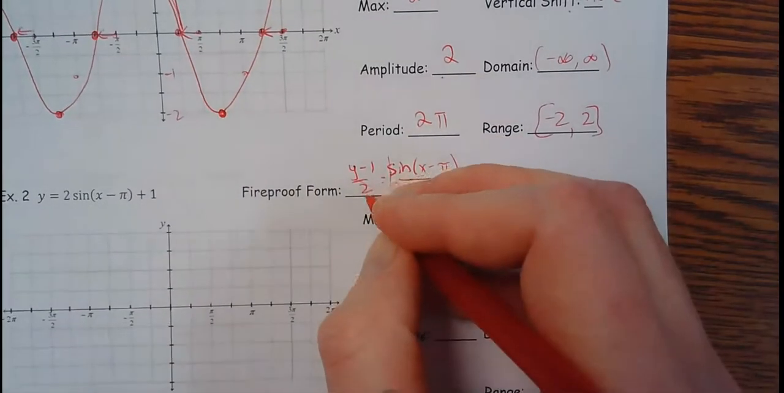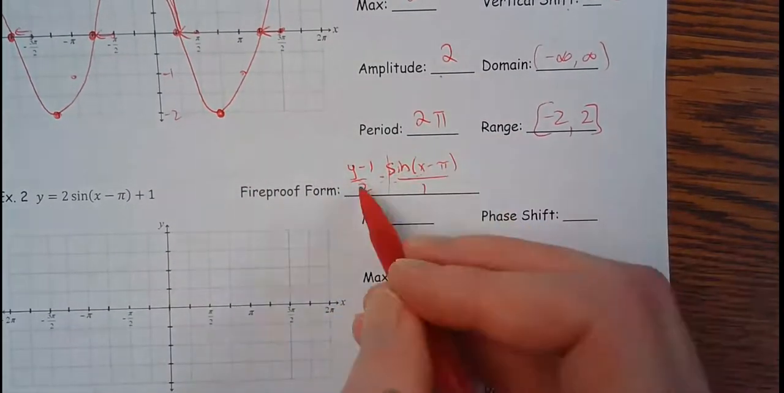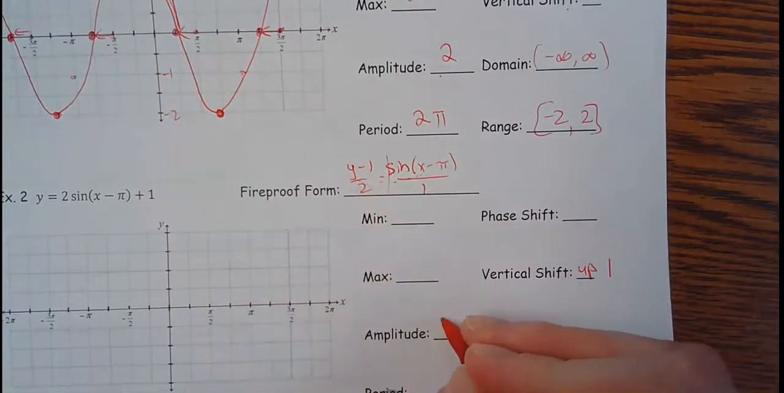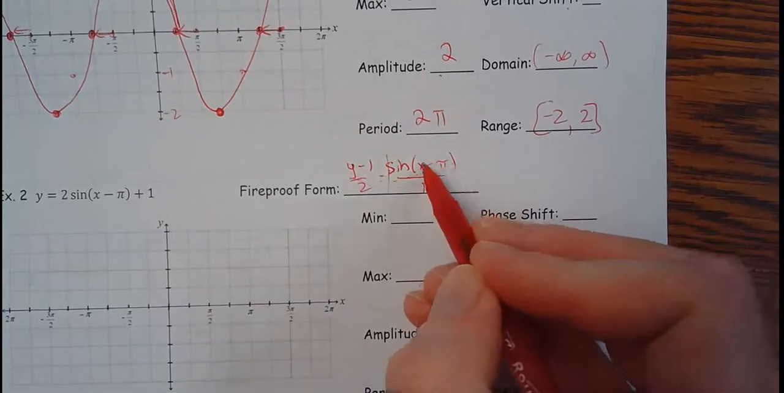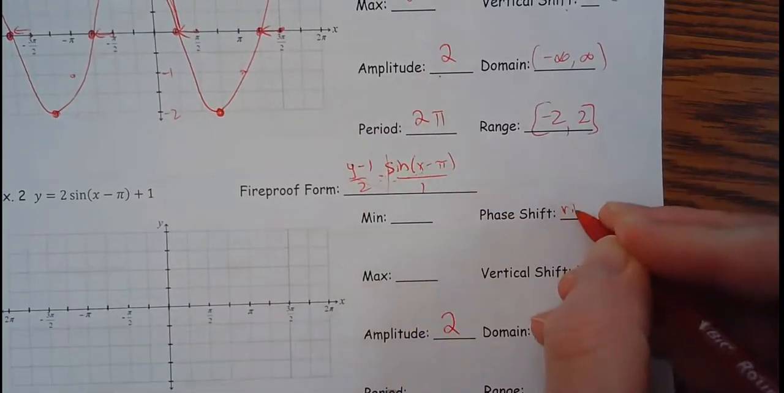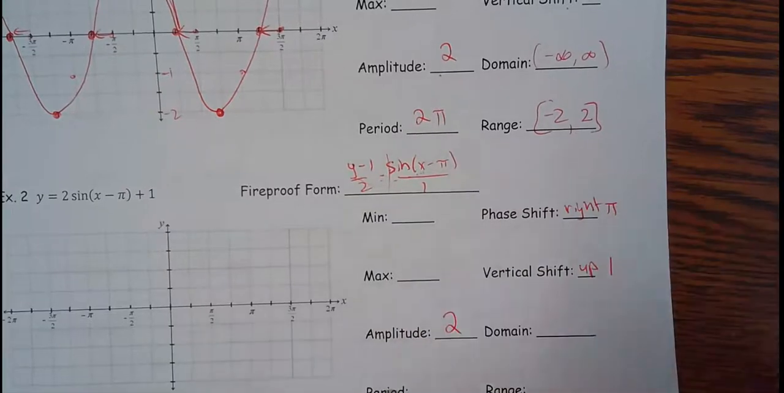Let's see, and then the amplitude is going to change. It's going to double because I got this vertical stretch. So that's going to be a 2. Let's see, the phase shift here, that's right. So I'm going to go right pi.